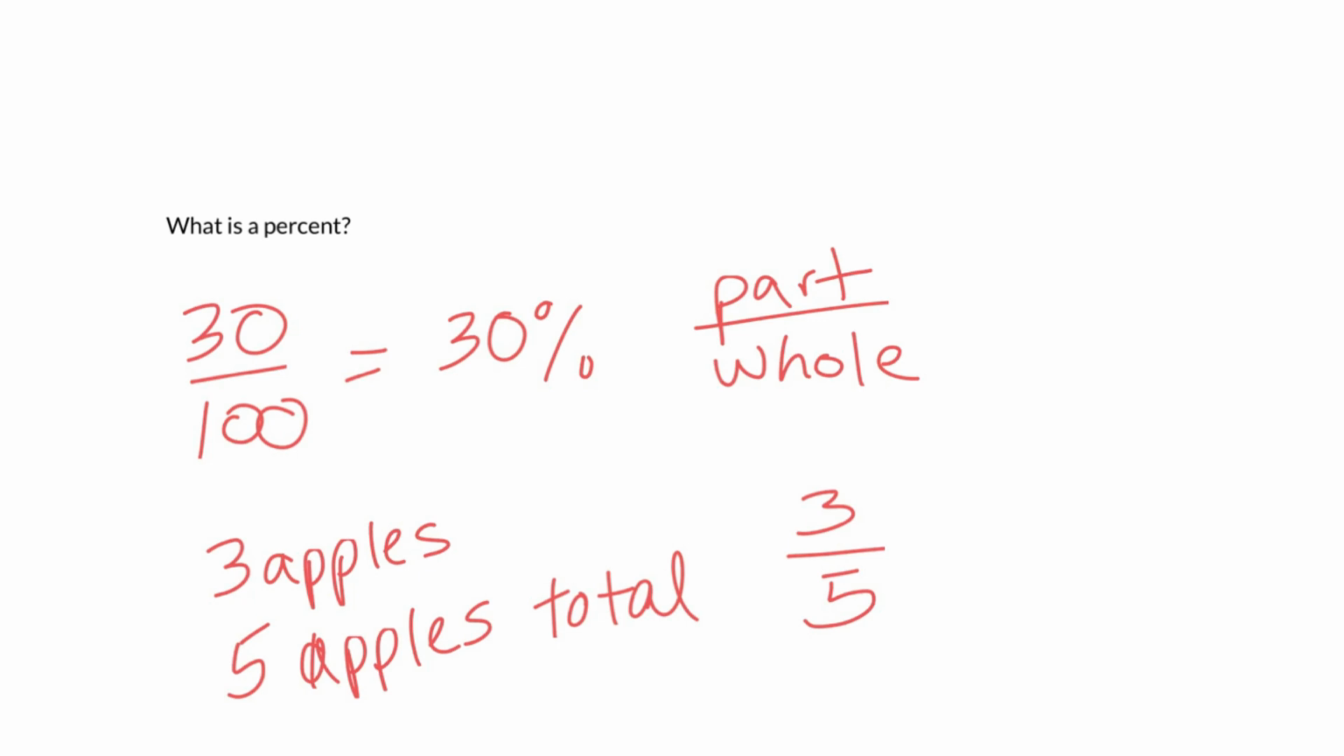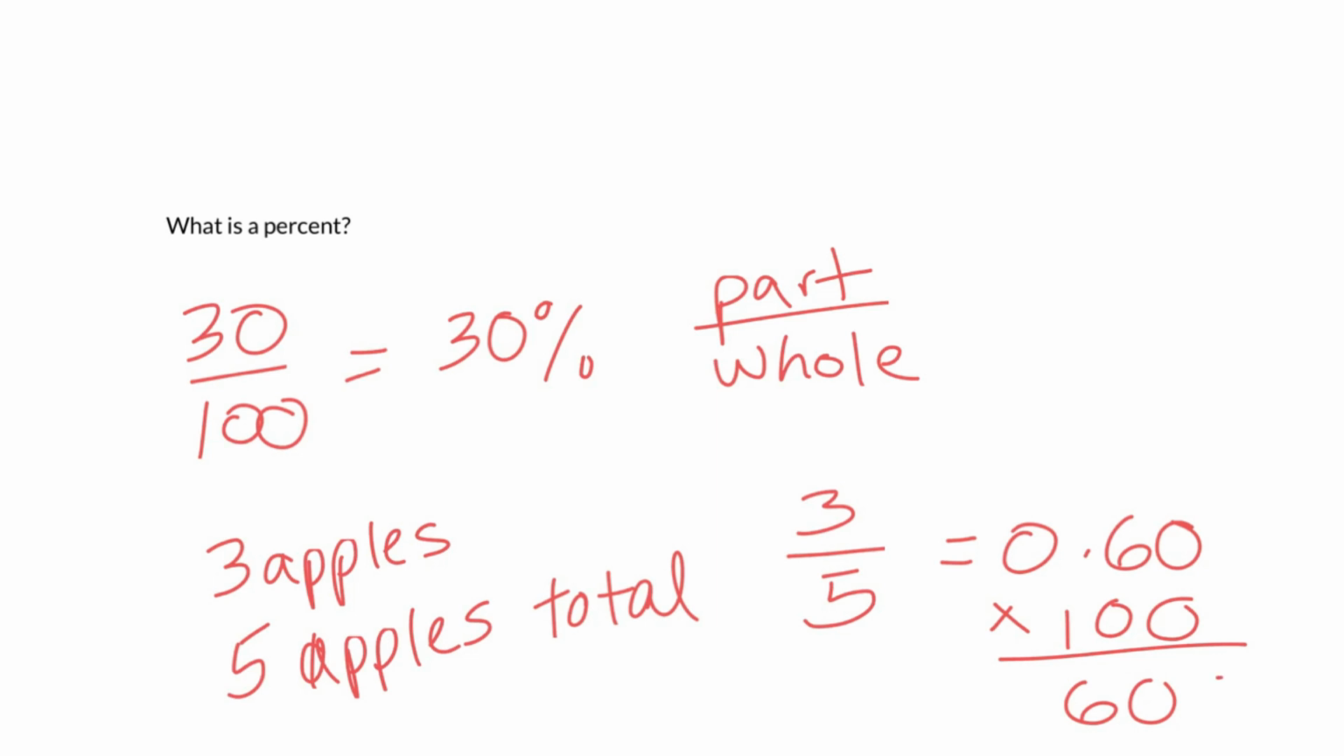Well, one way would be to convert it into a decimal. I can do the number 3 divided by 5. And if I do the math, I will get a number like 0.60. Once it's a decimal, I can multiply that number by 100. And that will give me the number 60, or 60%. So in this way, I can tell that 3 apples represents 60% of 5 apples.